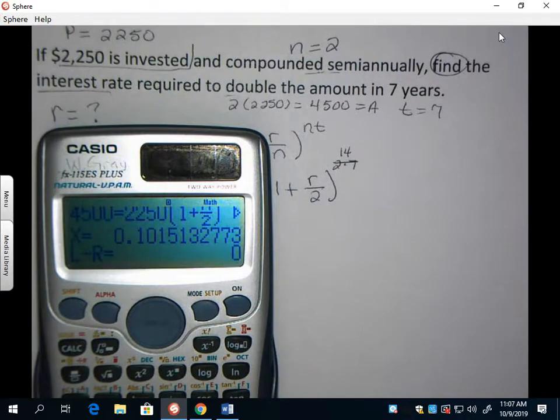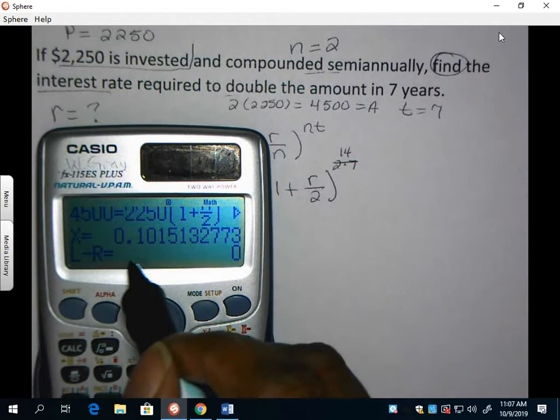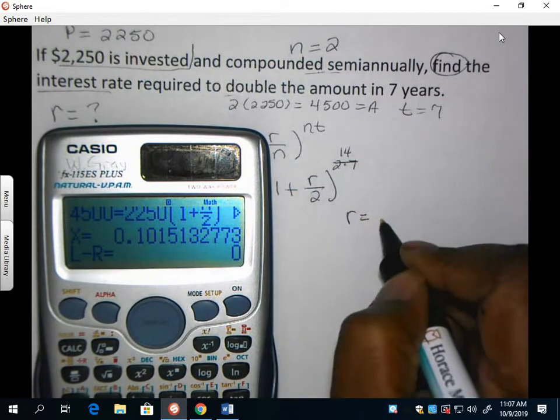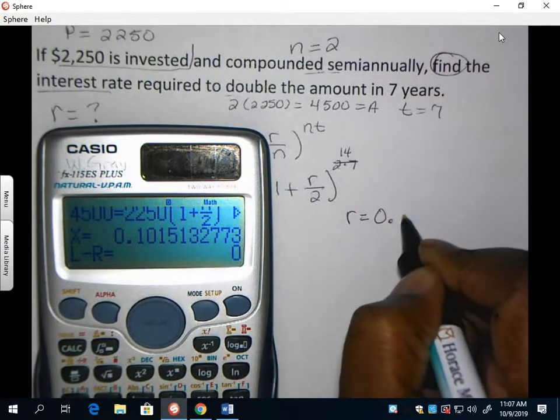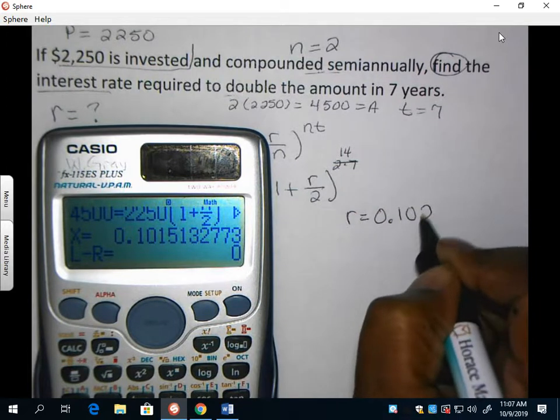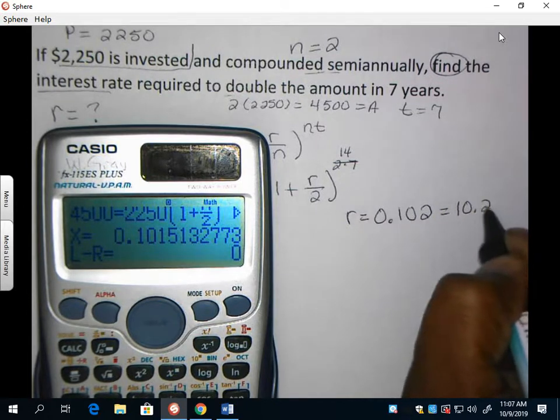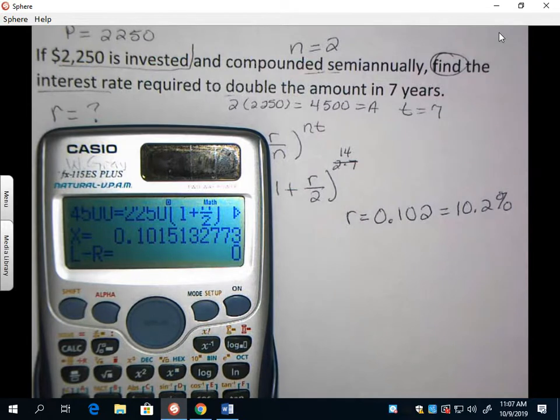Takes a little time and a thought, and there it is. There is the interest rate. So R equals 0.102, which as a percent would be 10.2%. Multiply it by 100 to turn it into a percent.